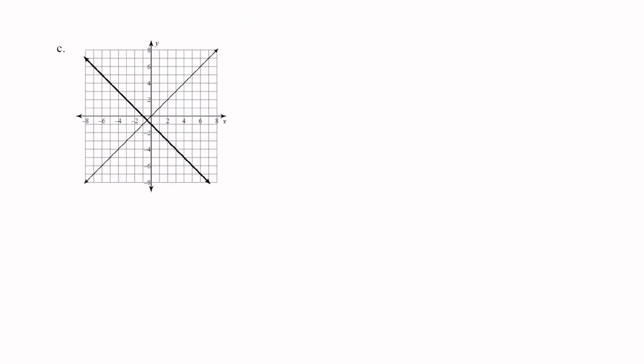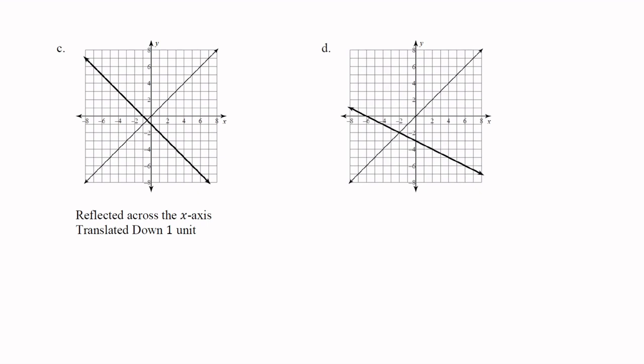For C here, we are decreasing, so we are reflected across the x-axis, and our slope is 1, so we are not stretched or compressed. Our y-intercept is -1, so we're translated down 1 unit. And then finally, we have another one that is reflected across the x-axis because we are now decreasing. Our slope is 1 over 2, so we are compressed by 1/2, and our y-intercept is -3, so we are translated down 3 units.